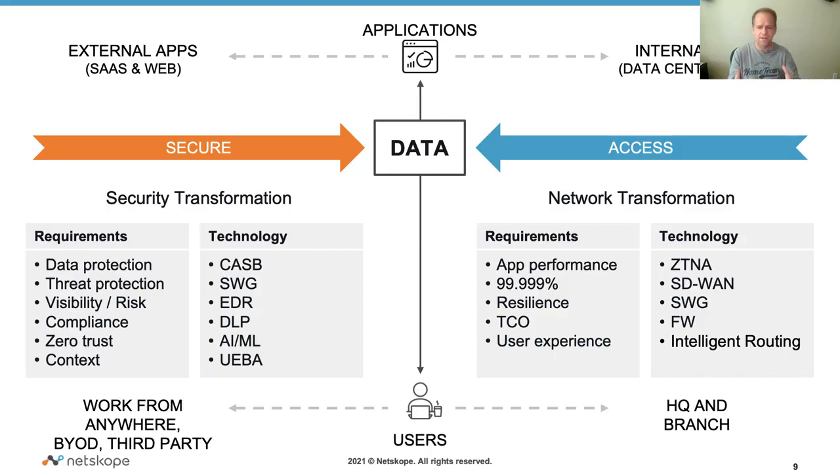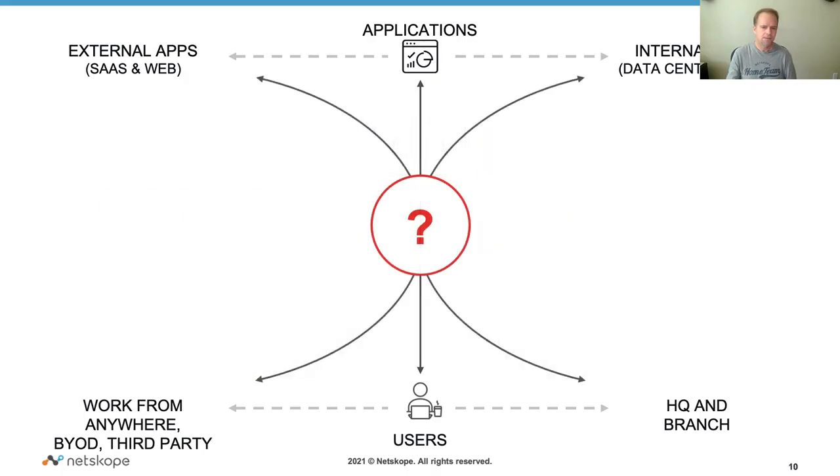And then on the access side, there's a whole set of network transformation that needs to take place. And ultimately, it's about ensuring that employees can access ubiquitously the resources they need. So performance is key, resilience is key, and user experience is key. So for Netskope, how do we approach and solve for this problem?